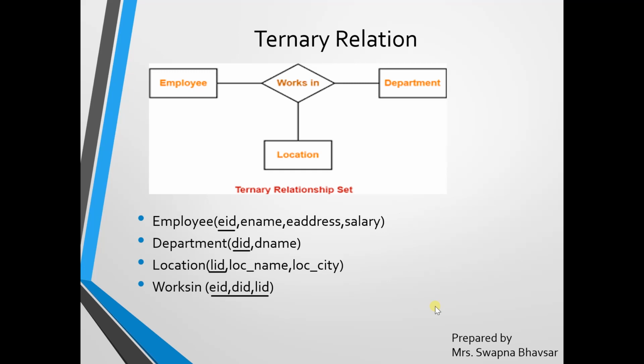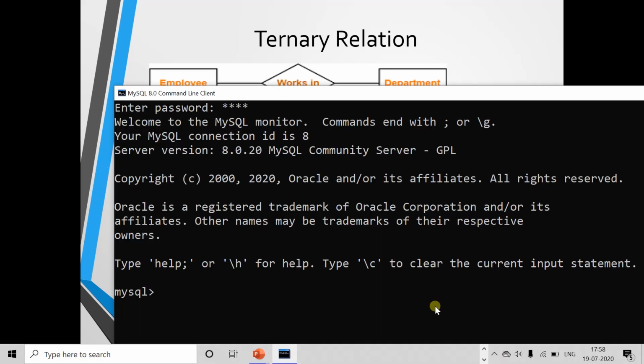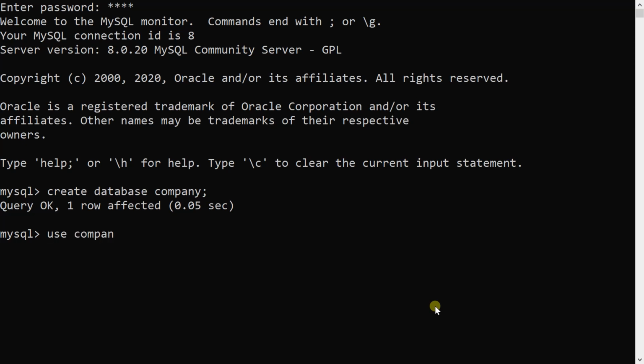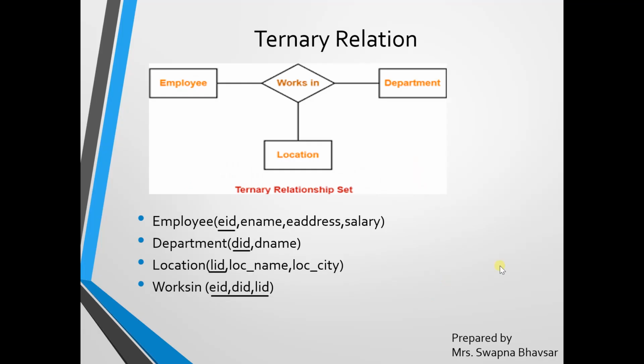I will show you MySQL implementation. Here we will create database company. Database is created. We will use the database. Now we will create one by one tables. First one is employee. So create table. What are the attributes of employee table? EID, E-name, E-address, salary.